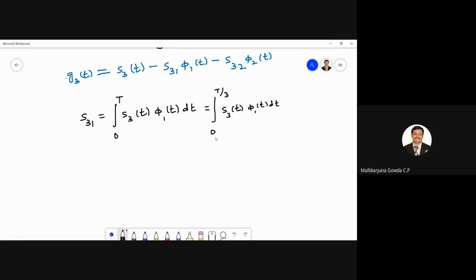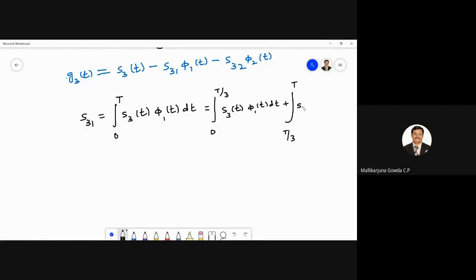If I write just the limits from 0 to t by 3, because till t by 3 the value of phi 1 of t exists, and after t by 3 the value of phi 1 of t is 0, hence I can write only the limits from 0 to t by 3, right? What I wanted to say is from t by 3 to t only, S3 of t exists till t, right? Yes, sir.